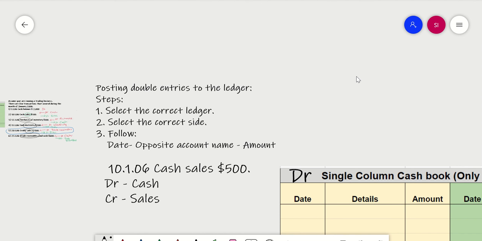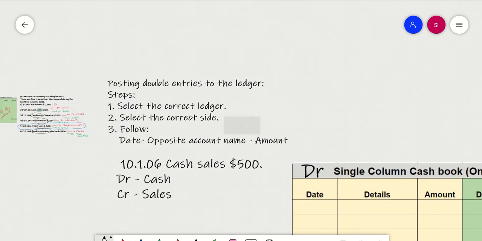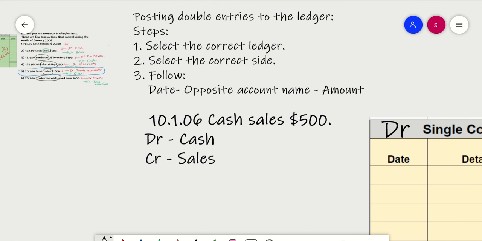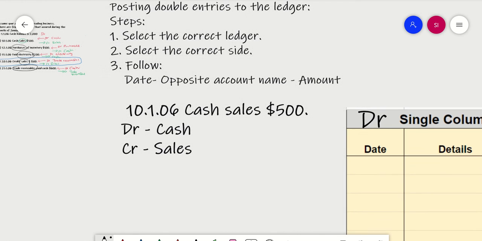Posting double entries to a ledger. Steps. Make sure to select the correct ledger and then select the correct side and then follow these: write the date, opposite account name, followed by the amount. Now I've taken one of the example transactions that I had given in the previous session. So 10th Jan 2006, cash sales 500.